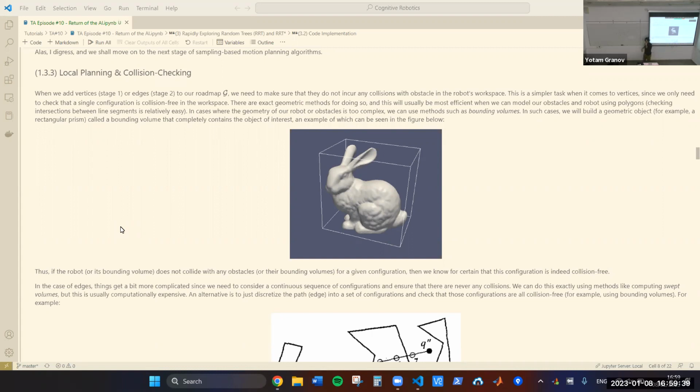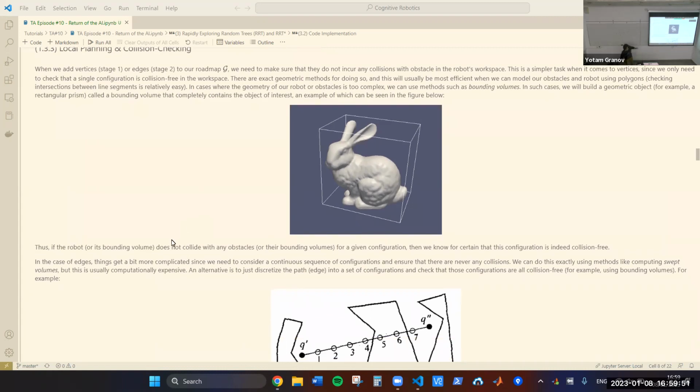The reason I do this is because if I'm looking in a workspace and I see that the rectangular prism doesn't collide with any obstacles in a certain configuration, then I know for sure, because I'm overestimating the volume of my object, that the object inside the volume will not collide with anything either. The thing inside is some weird shape, but if the bounding volume avoids all the obstacles, then for sure the object inside avoids them. And that's one way to do collision checking.